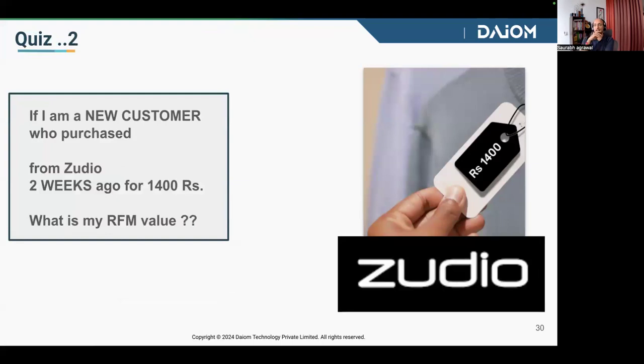Okay. So now another question. If I am a new customer who purchased from Zudio 2 weeks ago for 1,400 rupees, what RFM segment do we fall in? और you can put in what its RFM value will be. Let me give you a data point: Zudio का average monetary is about 2,000 rupees. He's a new user. Okay, so recency will be high because he just purchased. Frequency will be the first frequency, तो frequency तो low ही है, and monetary value medium होगा क्योंकि this is below the average monetary, और low monetary रहेगा. ठीक है, so RFM value is this.